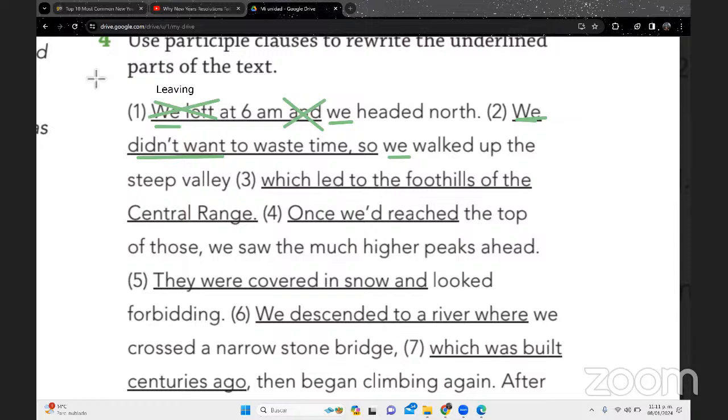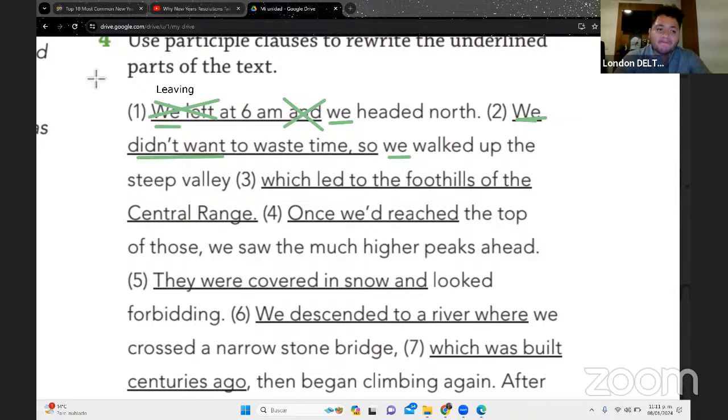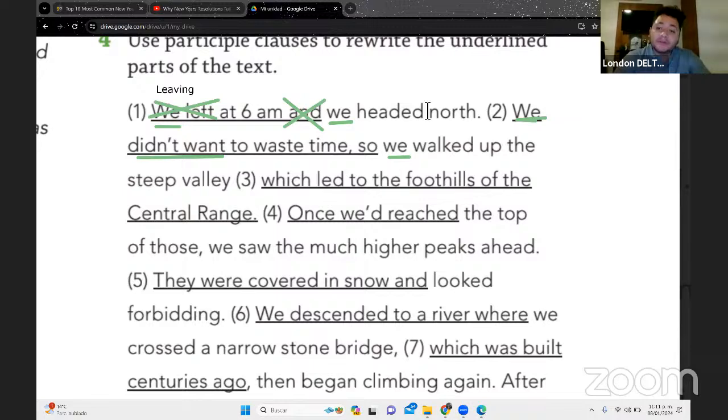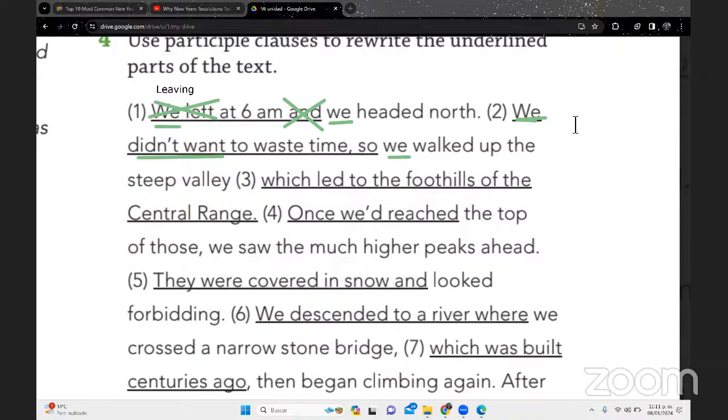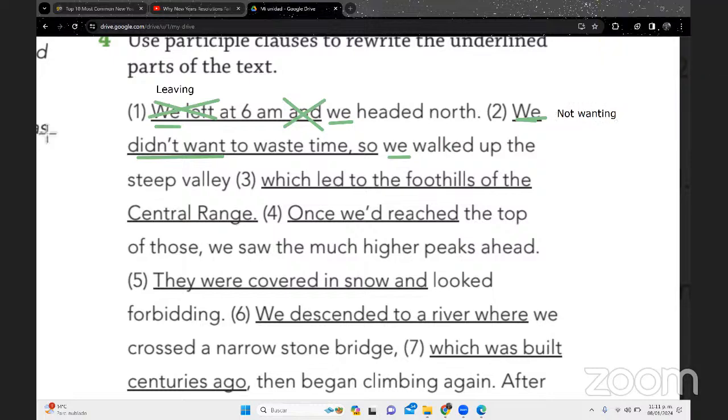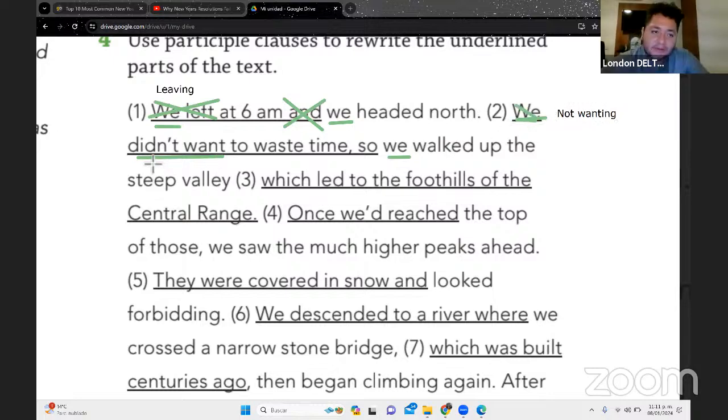Tiene que ser negativo. Ujú. Y el verbo que estamos utilizando es want. Exactly, very well. Not wanting. Correct. Muy bien. Entonces, en lugar de decir we didn't want, decimos not wanting. Excellent. Y ya está más sencilla la oración. Eliminamos un we. We got rid of didn't want.